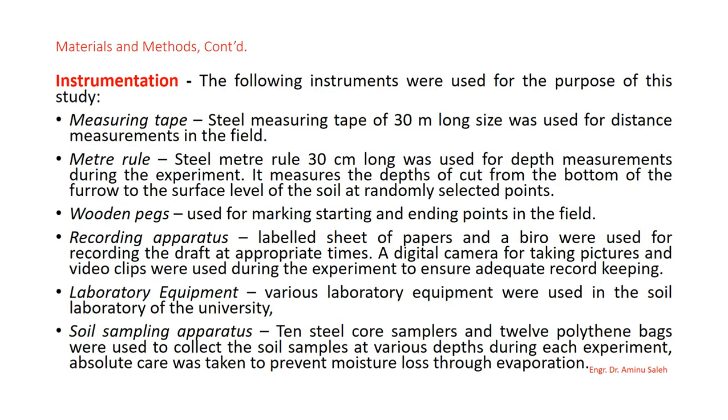Instrumentation. Now, the following equipment or instruments were used in the conduct of our study. This includes measuring tape for measuring the size of the land or the field we use, the measuring rule, which of course is for the depth, the wooden pegs that can mark the end of our points, recording apparatus such as paper and biro that are used in recording the results obtained during the survey or during the study, then laboratory equipment, which are used from various laboratories in the university, and of course the sampling apparatus.